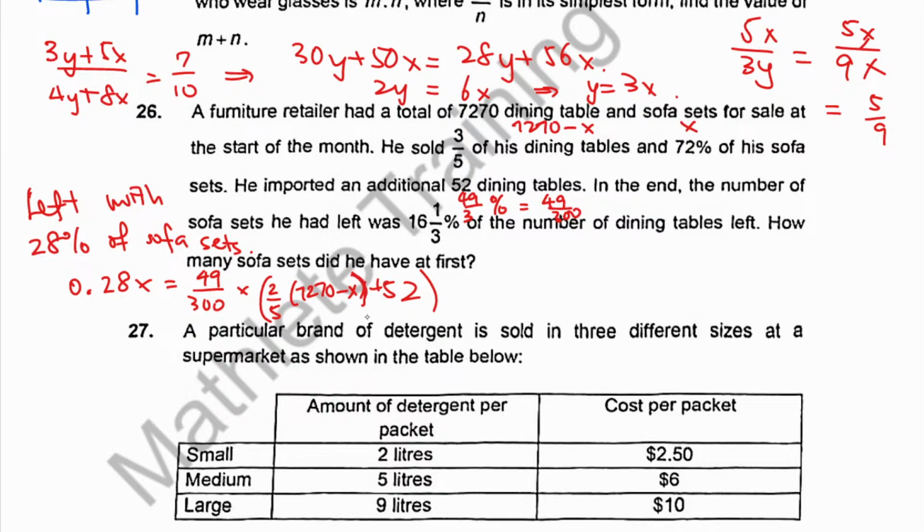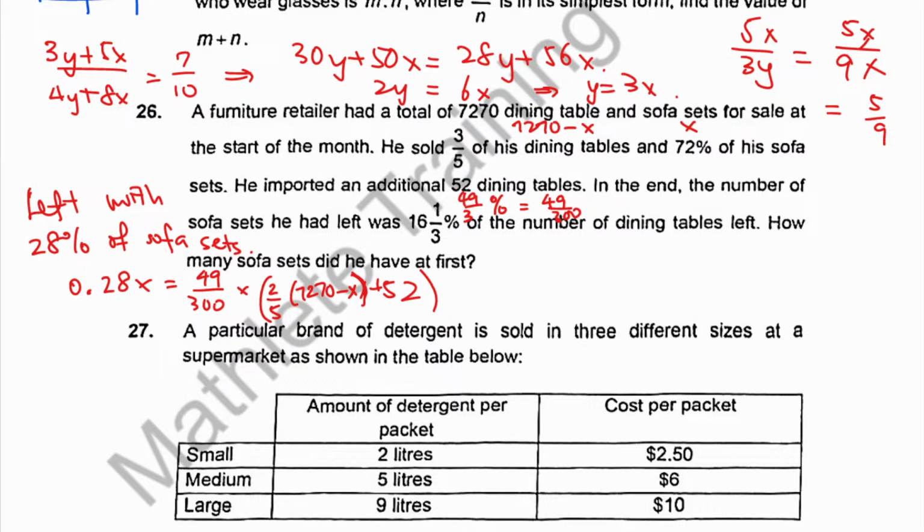Okay, so just to recap how I got this statement. He had 7270 minus x dining tables at first. He sold 3/5 of them. That means he had 2/5 left. Then he got another 52 dining tables. And then if you take 16 and 1/3% of that, which is 49 over 300, you'll get 0.28x, where x is the number of sofa sets.